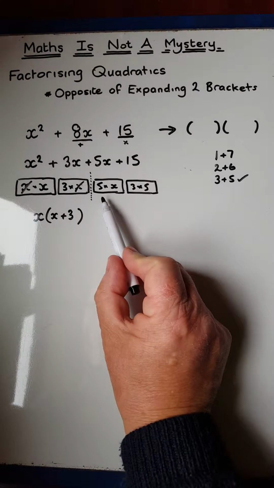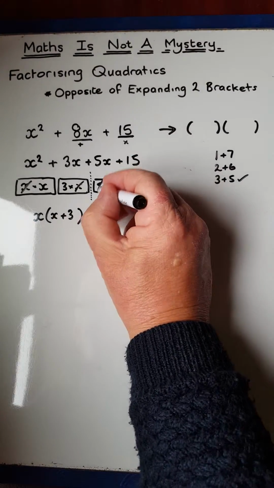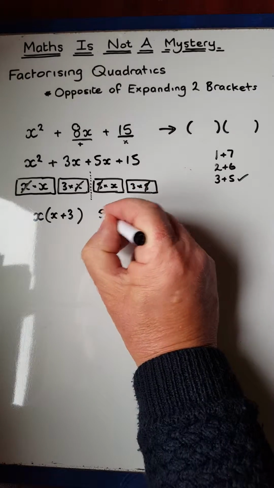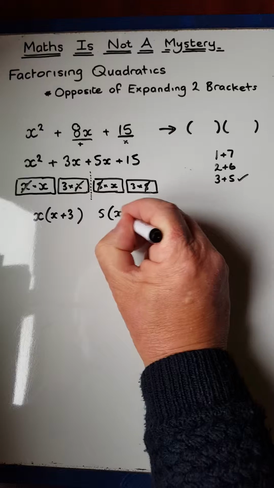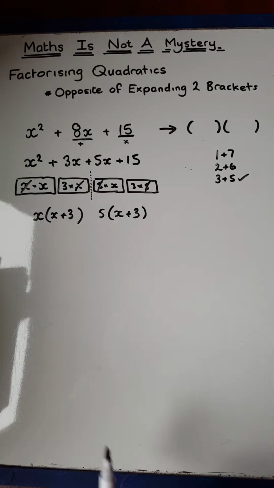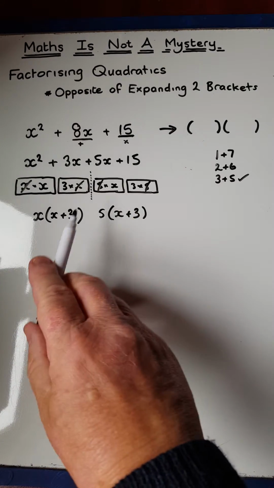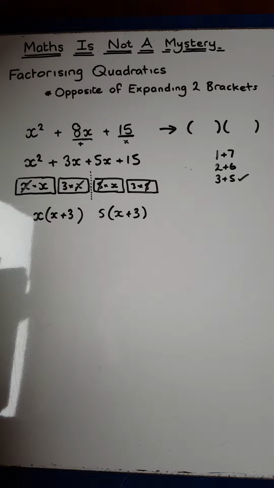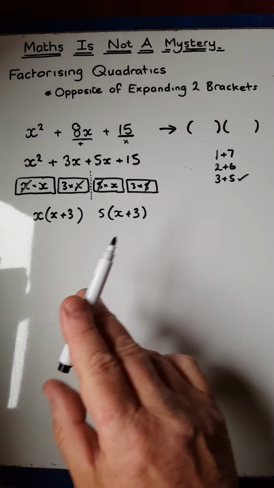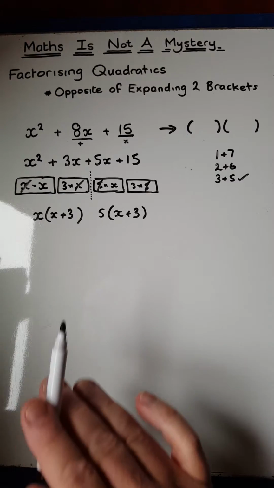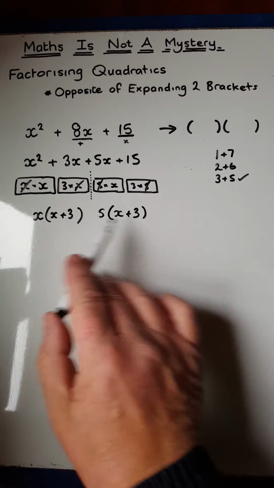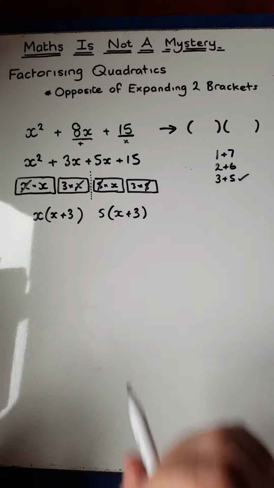Over on the other side, common factors, we've got a 5. That's going to go outside the bracket. And then we've got x plus 3. Now, can you notice here that x plus 3 is in both sets of brackets? That's very important. If that doesn't happen, you've done something wrong. It's very, very important that those two brackets are exactly the same as each other. So if there's a mistake, it'll come out in this part because those two brackets will be different.